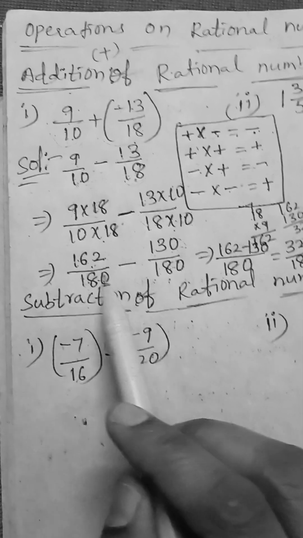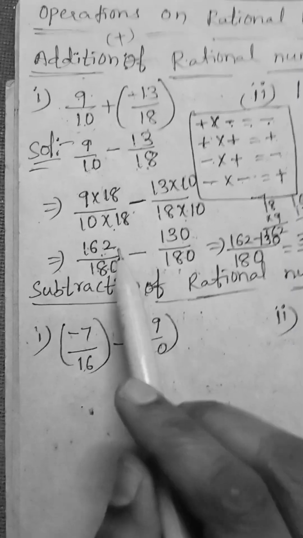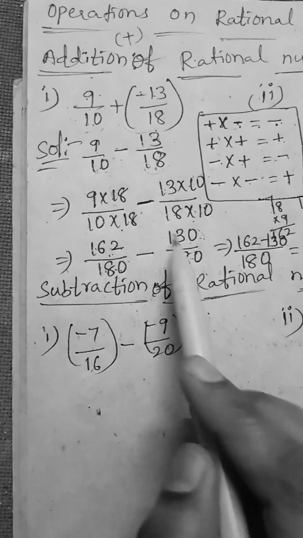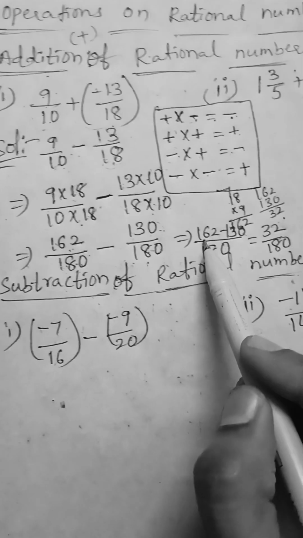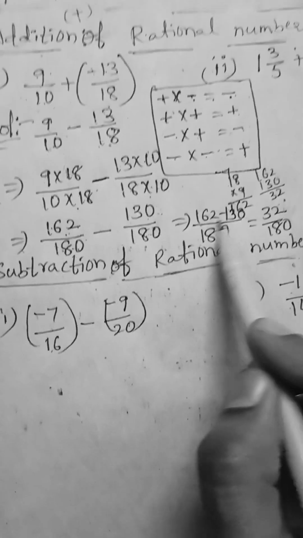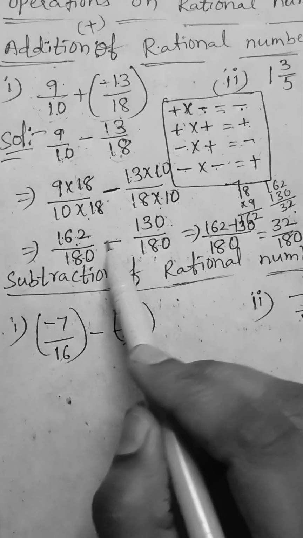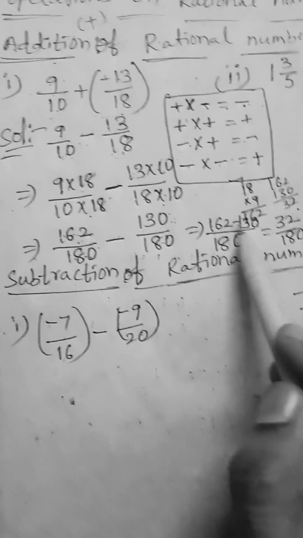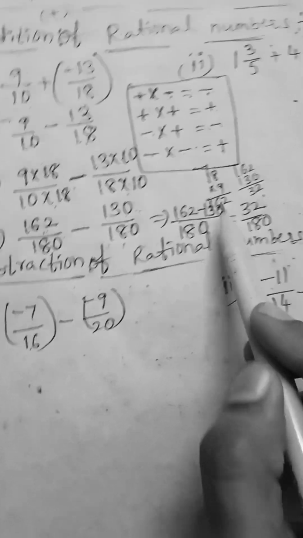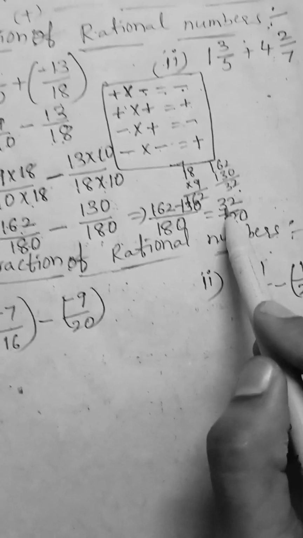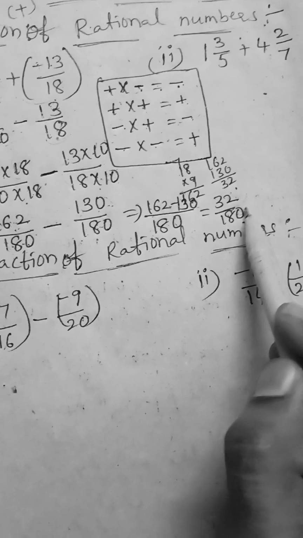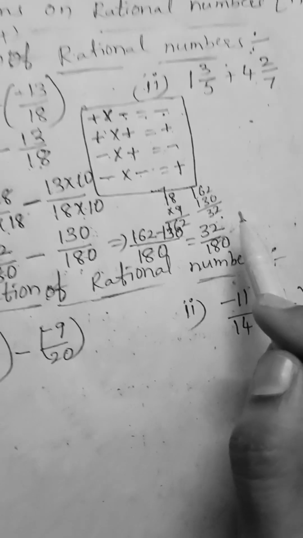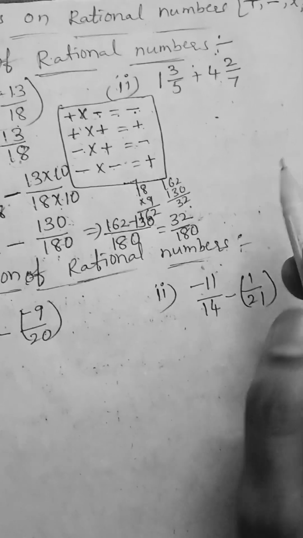Now both the denominators are 180, the same. Now both are like fractions, so we can do addition or subtraction easily. Now 180 here, and we have to do subtraction, as the minus symbol is there. So 162 minus 130, that is 32 divided by 180. If any cancellation is there, we have to do cancellation. If we are not getting cancellation, you have to leave it.